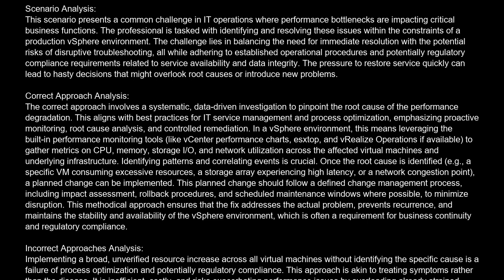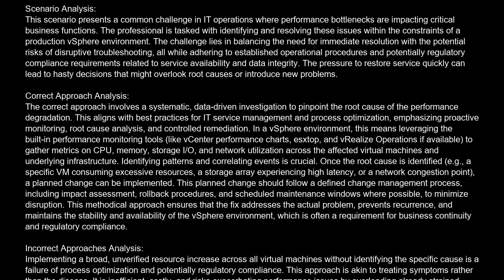The challenge lies in balancing the need for immediate resolution with the potential risks of disruptive troubleshooting, all while adhering to established operational procedures and potentially regulatory compliance requirements related to service availability and data integrity. The pressure to restore service quickly can lead to hasty decisions that might overlook root causes or introduce new problems. Correct approach analysis. The correct approach involves a systematic, data-driven investigation to pinpoint the root cause of the performance degradation.